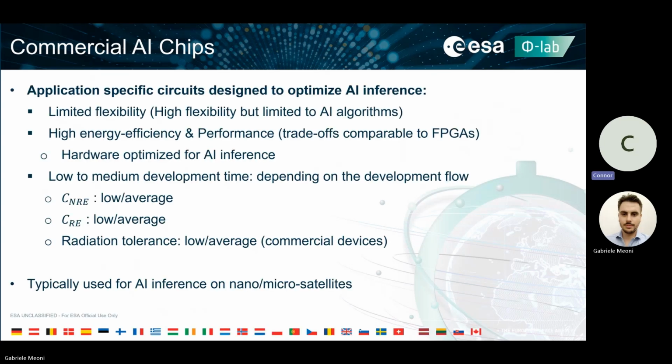There are also some solutions, the so-called AI chips. You might be familiar with the TPUs or the visual processing unit that are basically chips that have been designed on purpose to do efficient AI processing. They have limited flexibility because you can only use them for AI, you cannot use them for anything else, but they are super energy efficient and very high performant.